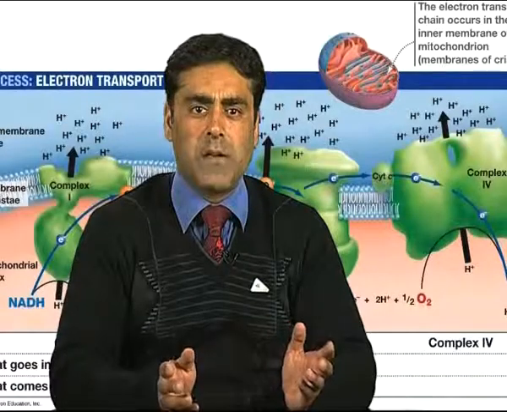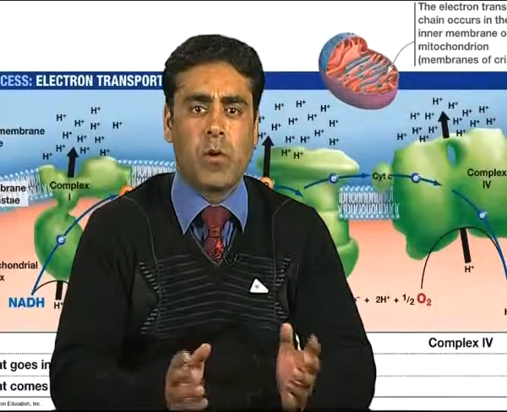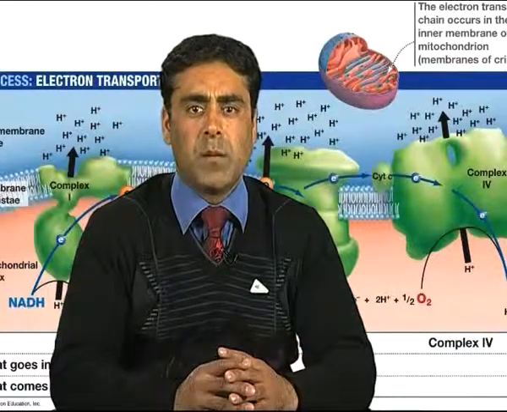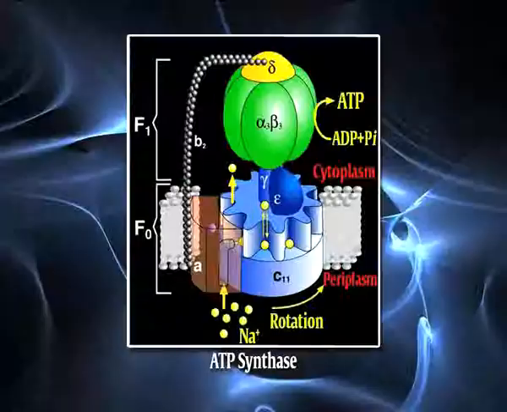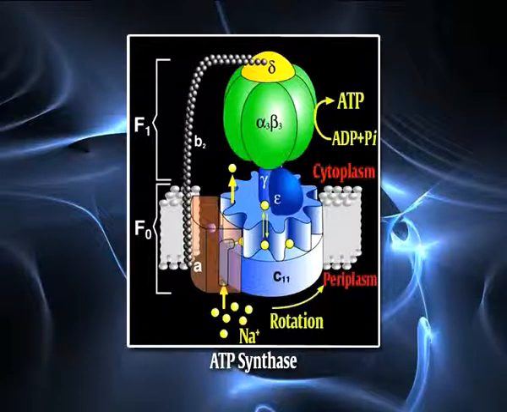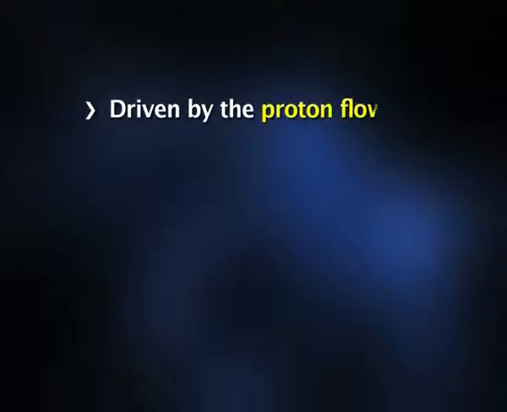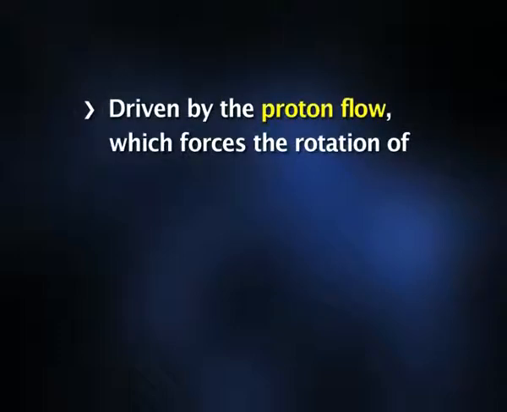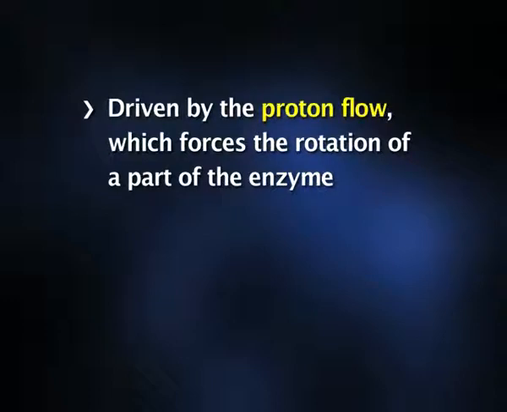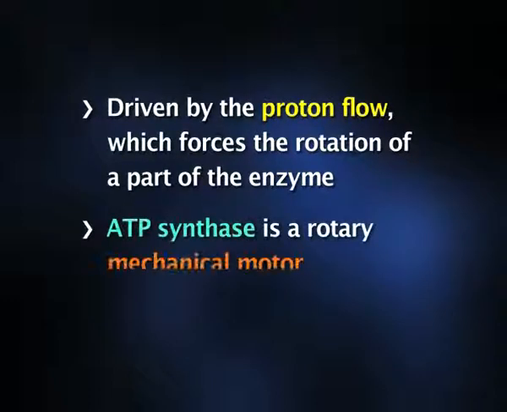This store of energy is tapped by allowing protons to flow back across the membrane and down this gradient through a large enzyme called ATP synthase. This enzyme uses this energy to generate ATP from adenosine diphosphate, ADP, in a phosphorylation reaction. This reaction is driven by the proton flow, which forces the rotation of a part of the enzyme. The ATP synthase is a rotary mechanical motor.